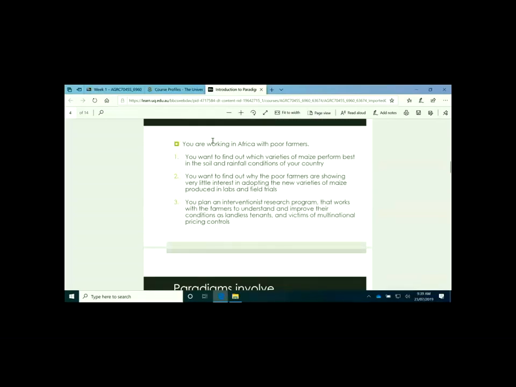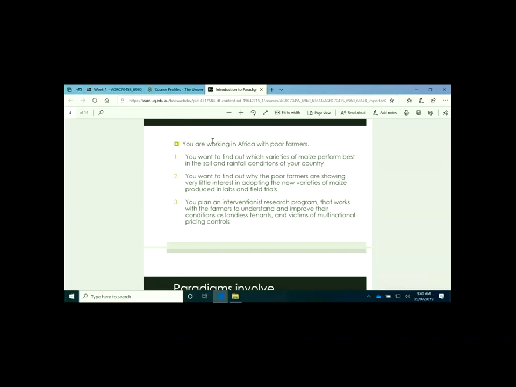So here are a few examples. We can think about a scenario where we're working in Africa with resource poor farmers, and we could think about three different scenarios. As a plant breeder, I've developed a number of varieties of maize that I've tested in various trials, and I know that the best variety outperforms what they're currently using in the country in those soil and rainfall conditions.